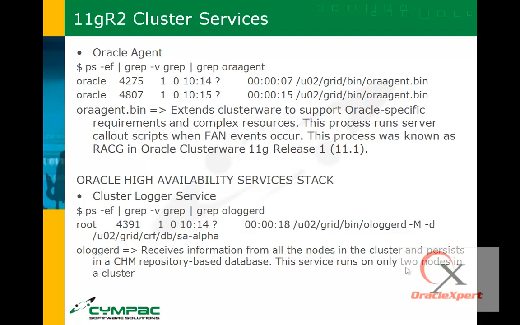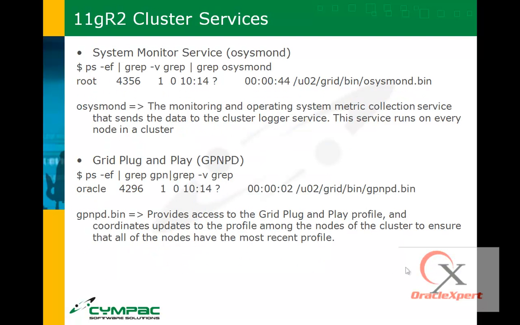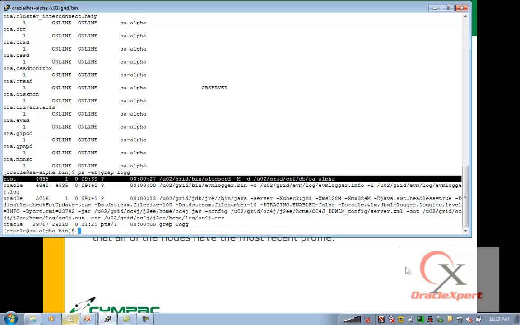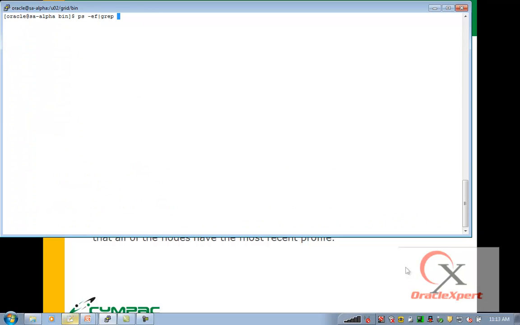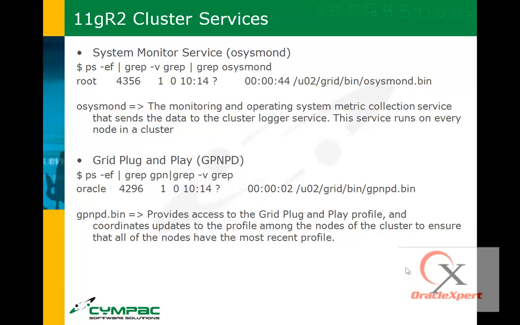Another part of OHASD is the system monitoring service, OSysMonD. The OSysMonD, which is a system monitor service, performs the monitoring and operating system metrics collection service that sends the data to the cluster logger service. So understand this. What is the purpose of OLoggerD, the cluster logger? To receive the data and then store it into the CHM repository database, which is a Berkeley DB software.